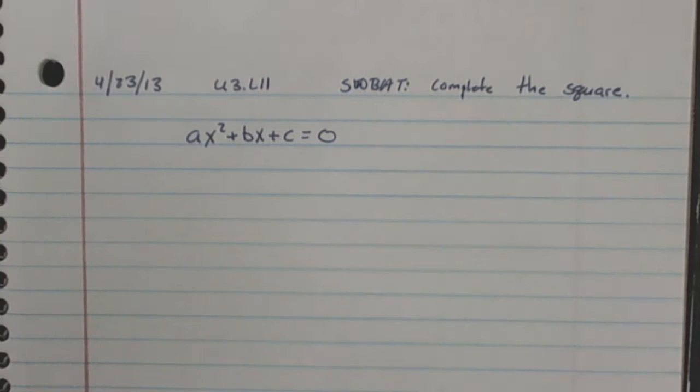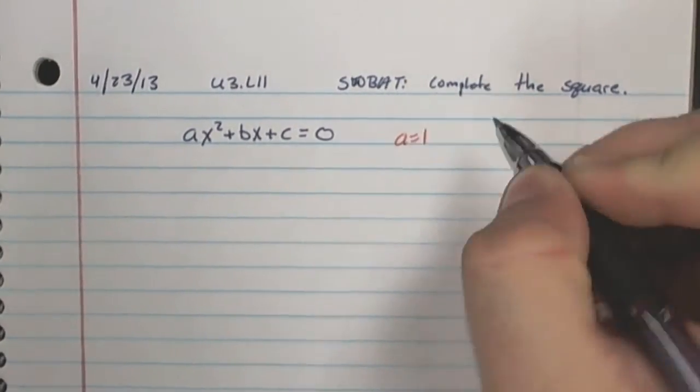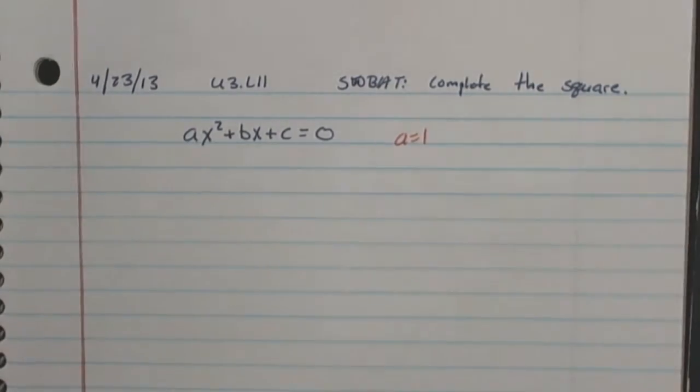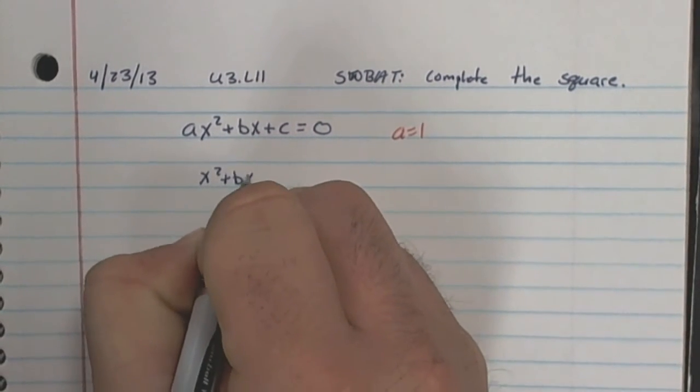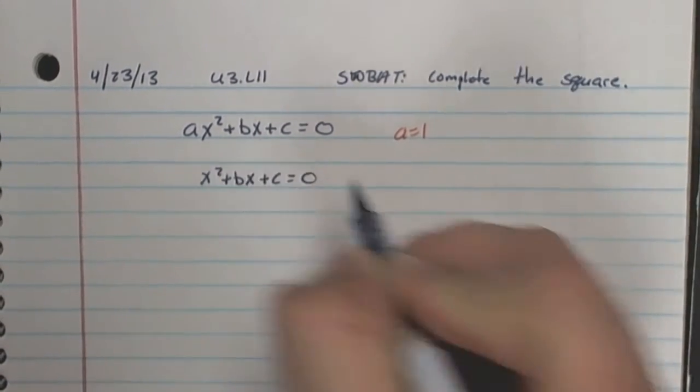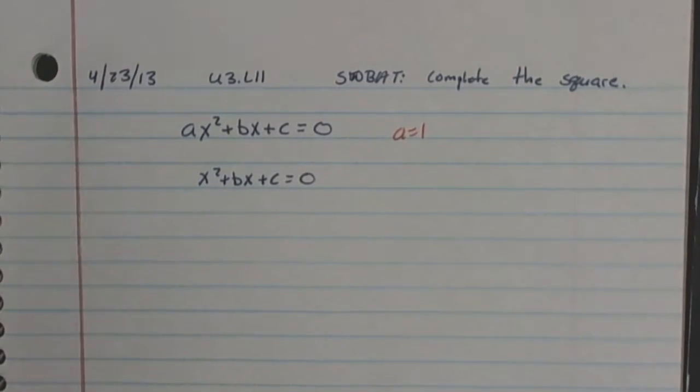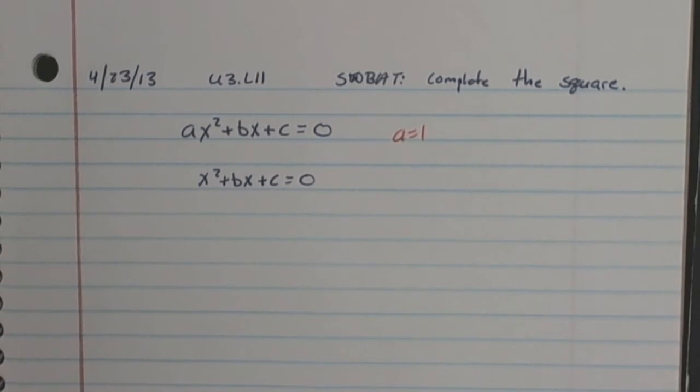Today, we're going to take this one step at a time, and we're going to look at where a is equal to 1. So, the equation that we're going to be working with today is x squared plus bx plus c is equal to 0. And I want to solve this for x. So, I want to end up with x equals something.